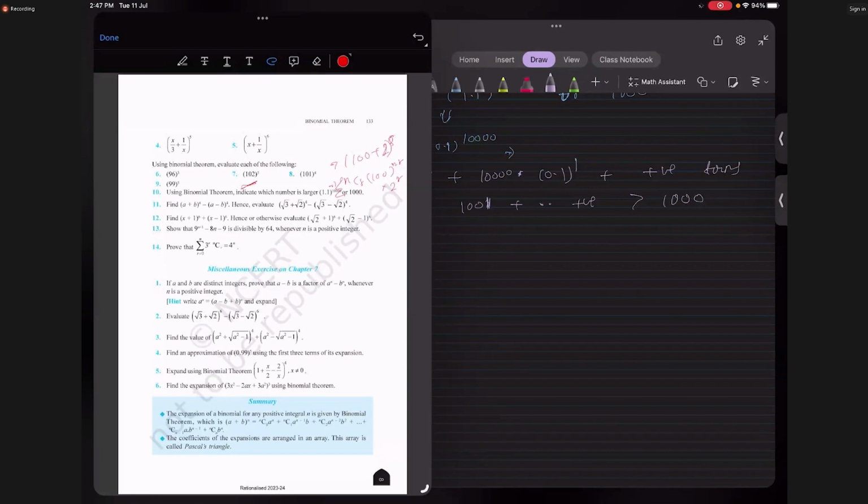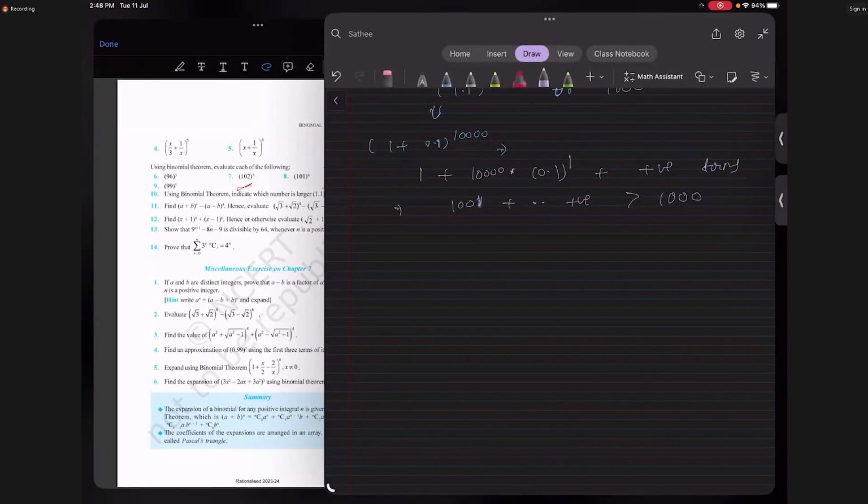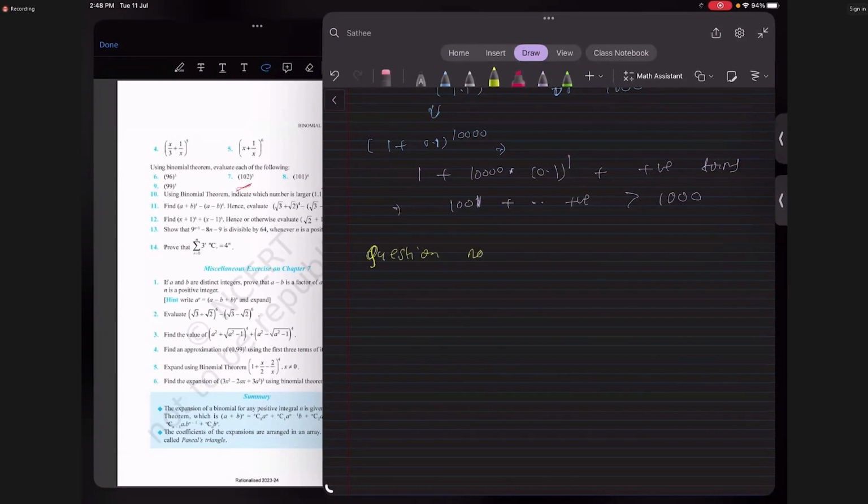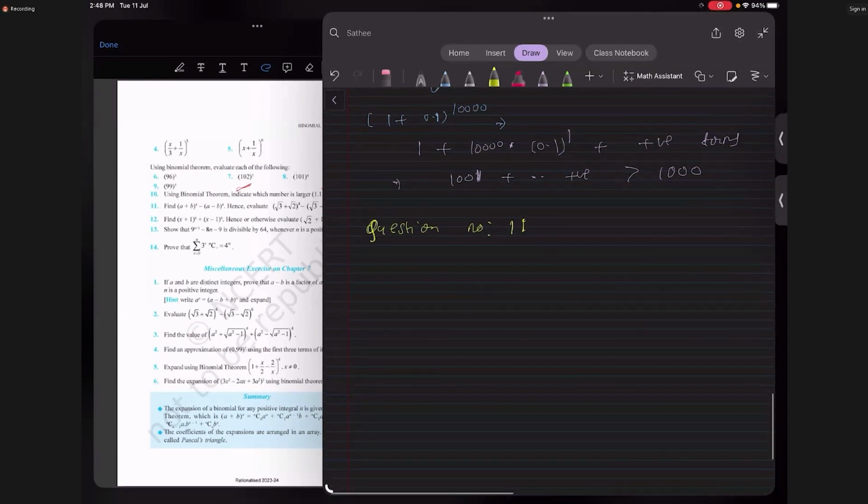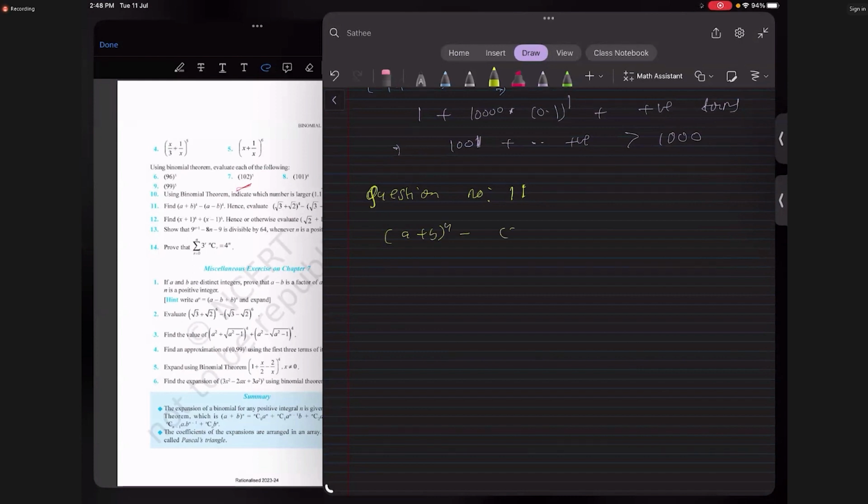So after this, if we see question number 11, this is (a plus b) to the power 4 minus (a minus b) to the power 4. If you quickly observe this, let's forget about the exponent and only think about the coefficients. Its coefficients would be 4c0, 4c1, 4c2, 4c3 and 4c4. And the coefficients of the second would be 4c0 minus 4c1 plus 4c2 minus 4c3 plus 4c4, and there is another additional minus sign. If you multiply the minus sign inside the bracket, this would be minus, plus, minus, plus, and this would be minus.